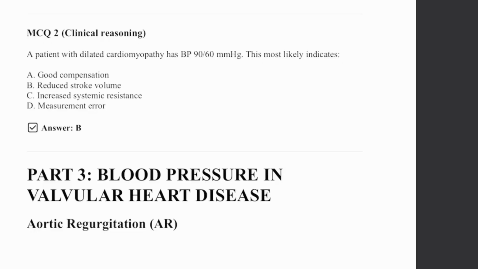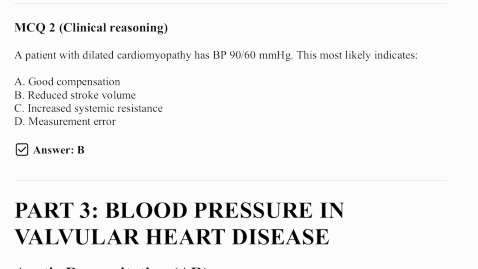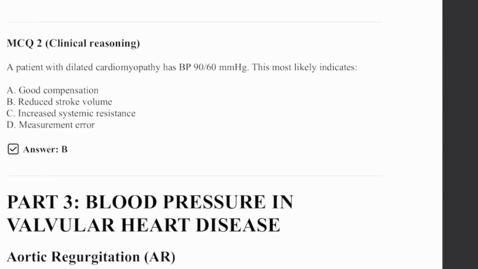So now one MCQ question. A patient with a dilated cardiomyopathy has BP 90/60. This most likely indicates, what do you think? The systolic BP is low. It is due to reduced stroke volume.